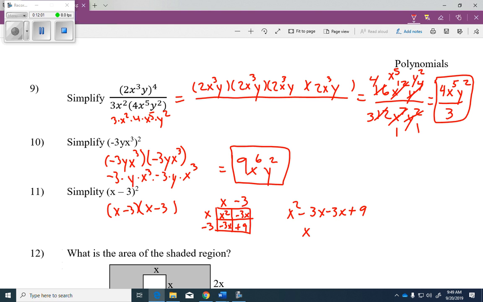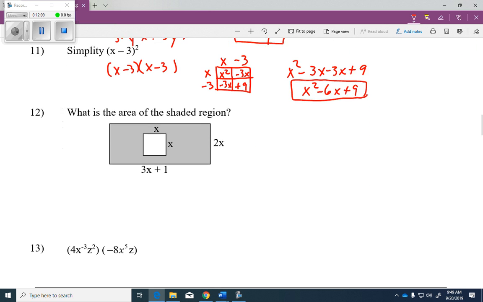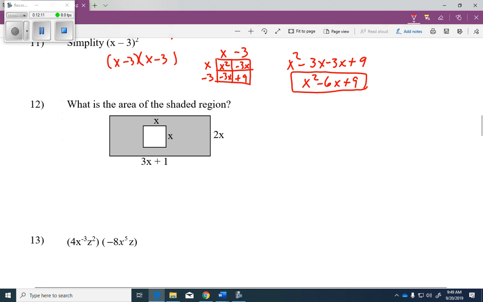I'm left with x squared minus 6x plus 9. Final answer, I get a trinomial. Area of a shaded region. Remember, you learned area of shaded region in 7th grade, and now we've been applying it to polynomials in algebra.